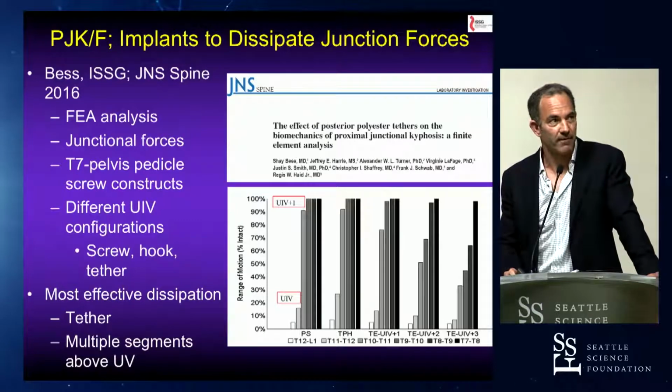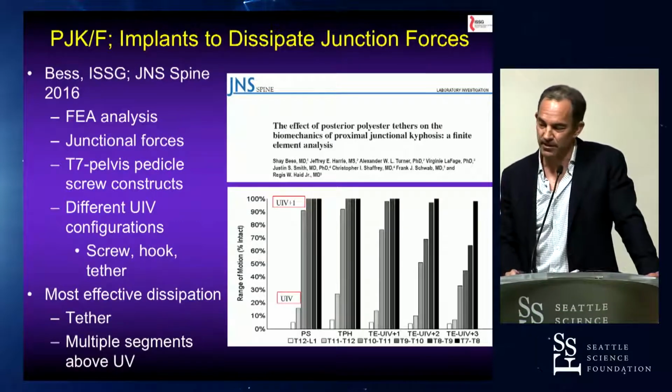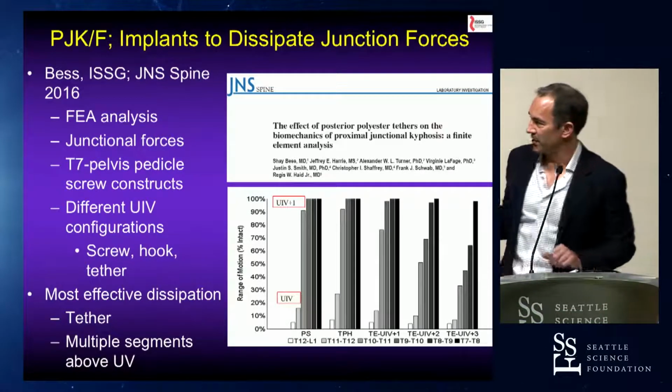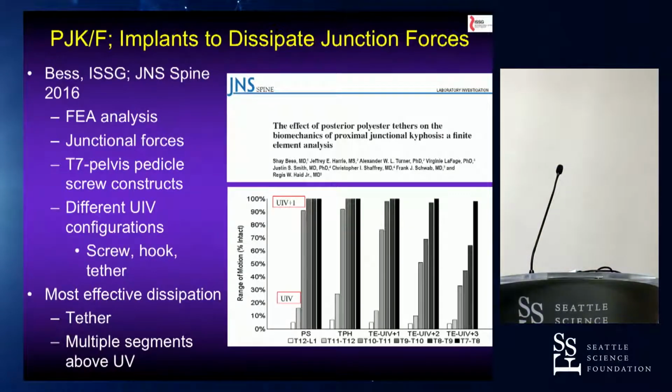finite element analysis papers, looking at a model from T7 potted then at the pelvis, and then at the UIV, we looked at different configurations: hooks, screws, and or tether. And I'll come over here and show this to you guys. So the red here is the UIV, right? Next one is the UIV plus 1. PS is pedicle screws. TPH is hooks.